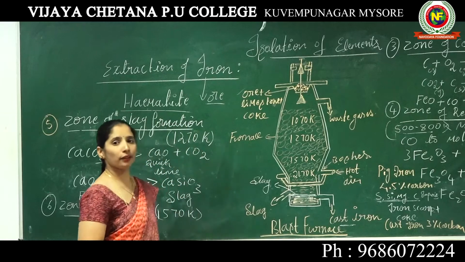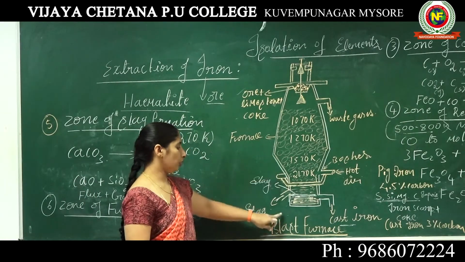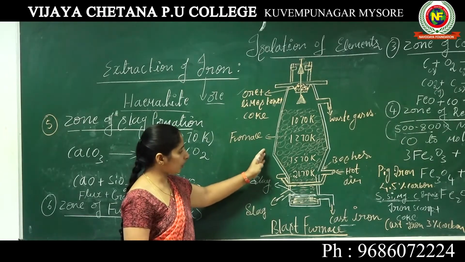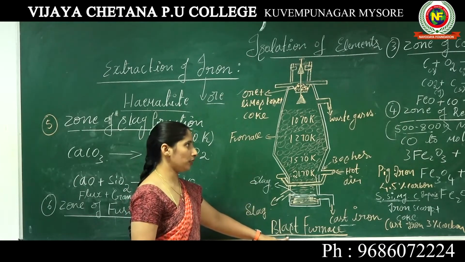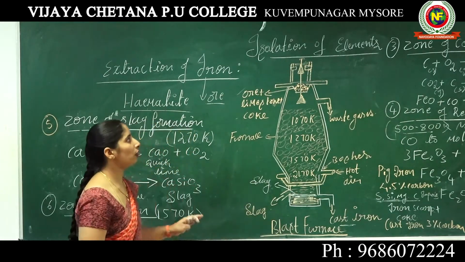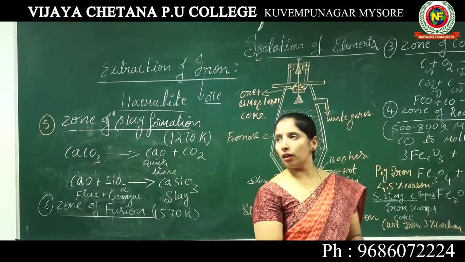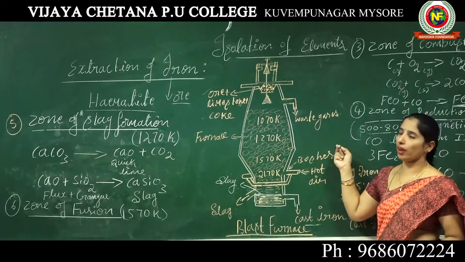This is how we can extract the iron through the blast furnace. This is one of the instruments we are using for the extraction of iron, that is the blast furnace. This is very important. They will ask mainly for 3 or 4 marks for the extraction of iron.